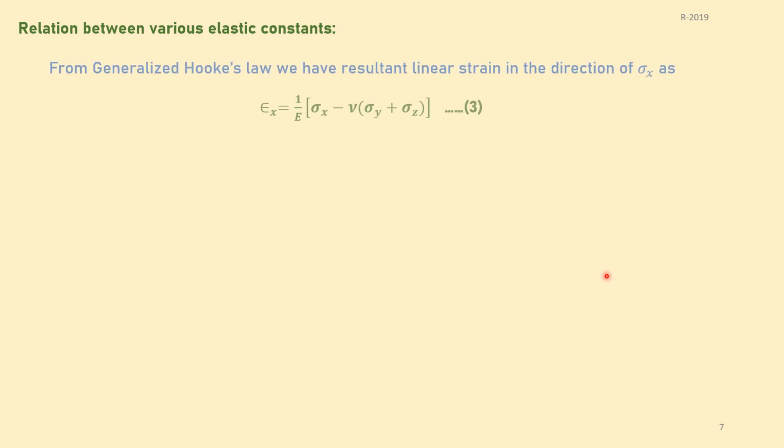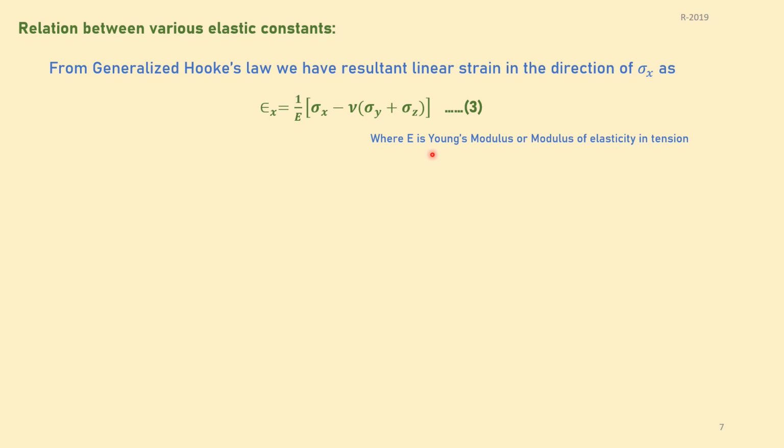Now we will try to obtain the relation between various elastic constants. Just now we derived generalized Hooke's law. So the resultant linear strain in the direction of x can be expressed as epsilon x is equal to 1 by E into sigma x minus nu into sigma y plus sigma z. We named this as equation 3 in our previous slide. Here capital E is Young's modulus or modulus of elasticity in tension.